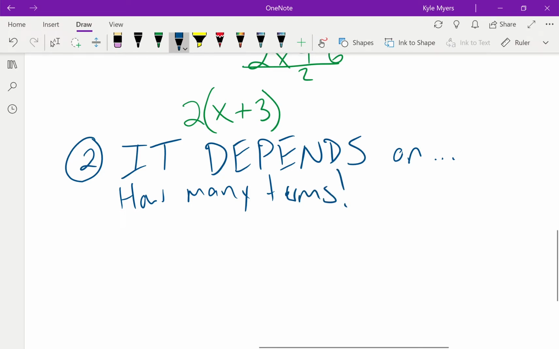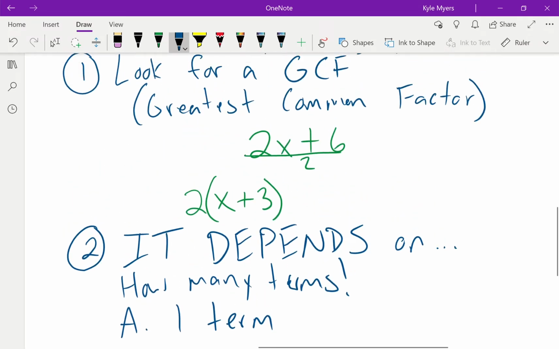Okay, so then we're going to have a bunch of subsections here. So let's start with the first one. Let me use a little bit more proper labeling here. Let's use A. A, 1 term. And you're probably thinking, what? 1 term? I don't even factor it if it's 1 term. You can. I just did.